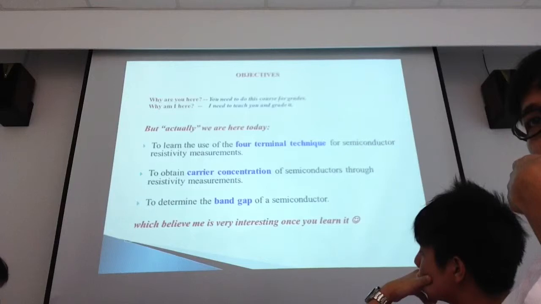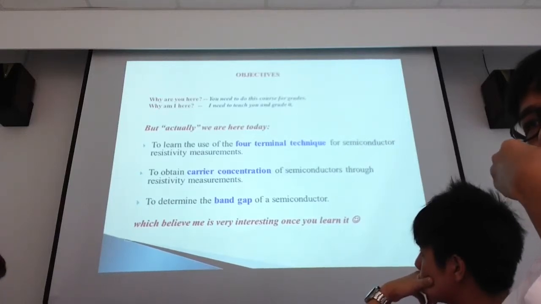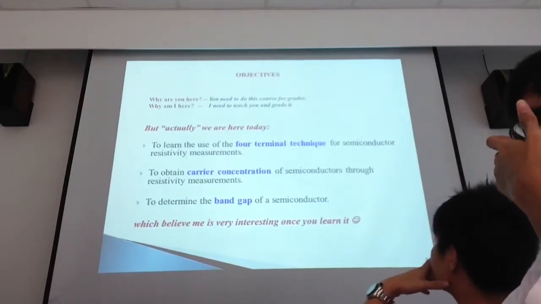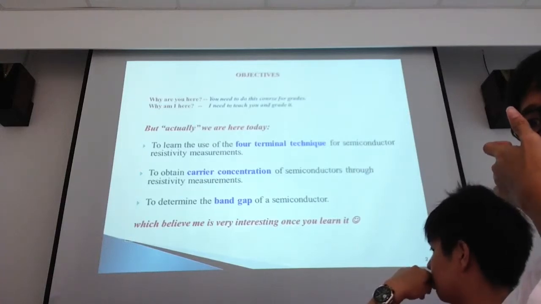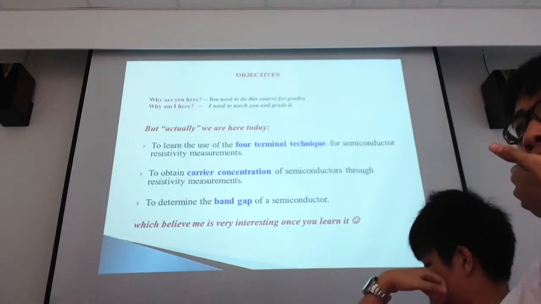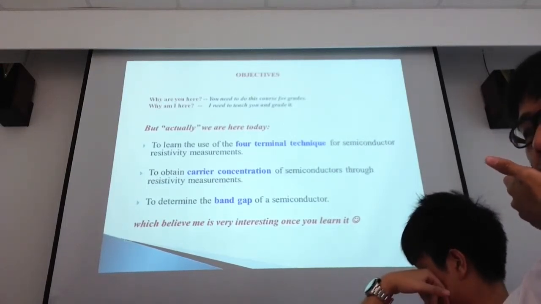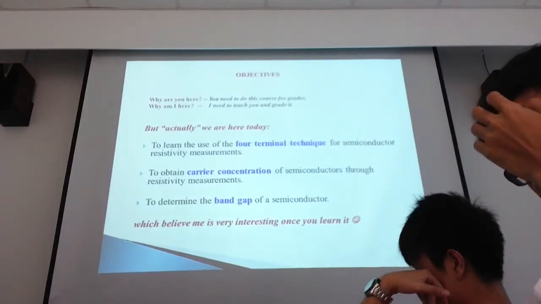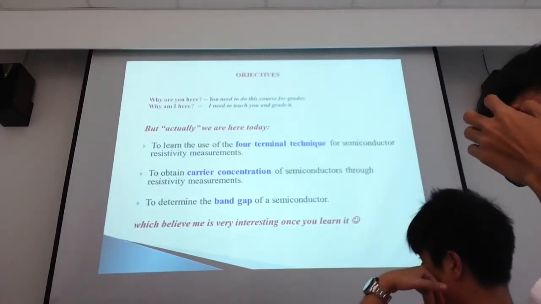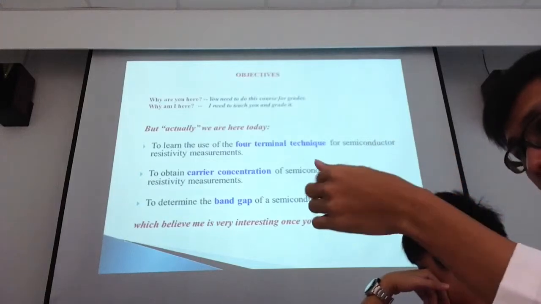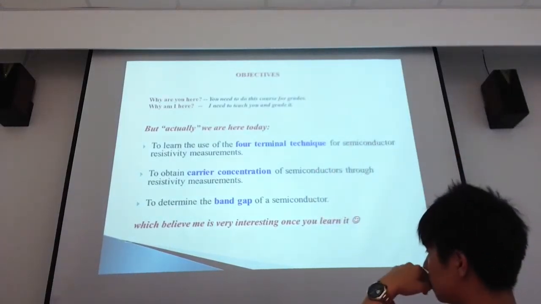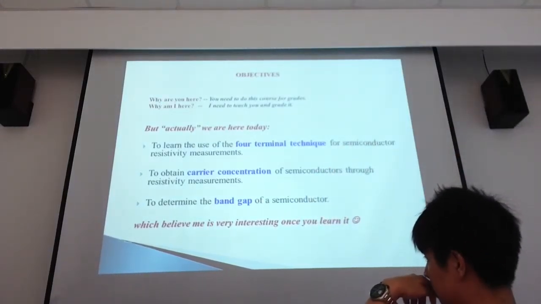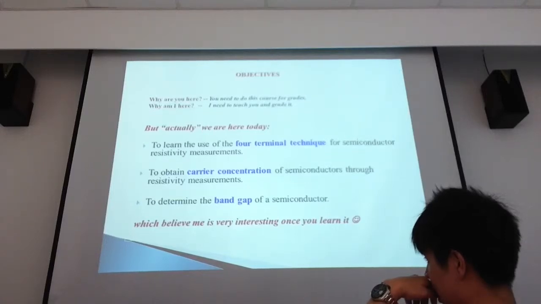Okay. Next is to obtain the carrier concentration of semiconductors. Basically we need to know how many carriers are inside that can conduct electricity, right? We don't want a bad semiconductor. We want to apply very low voltage and get very high conduction, right? Then to determine the band gap of a semiconductor, which is a very interesting property, I am going to explain in the last 3 slides. Okay.